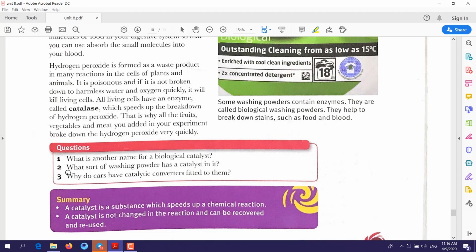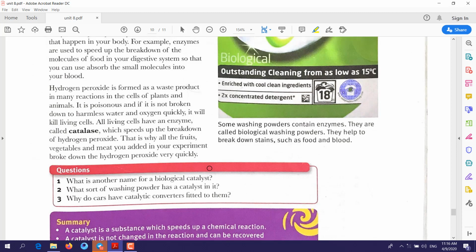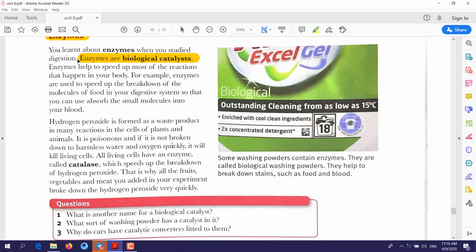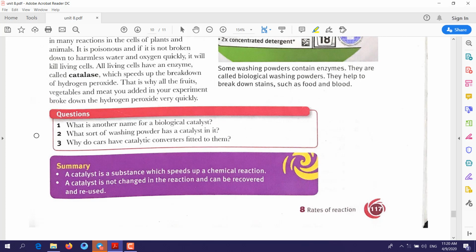Okay, some questions. Question number 1. What is another name for a biological catalyst? We just highlighted here: enzymes. Enzymes is the answer for question number 1. Question number 2. What sort of washing powder has a catalyst in it? For example, Tide.